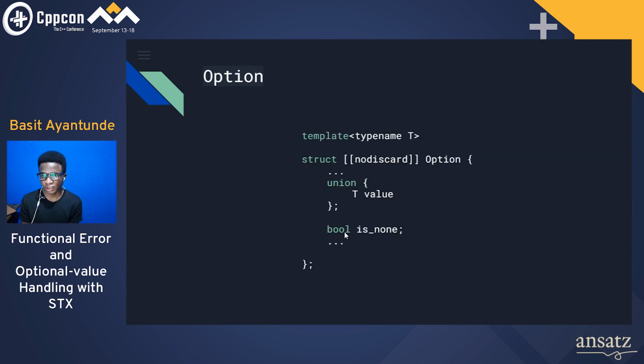The Option struct is basically implemented as a union with a tag discriminant Boolean that tells us whether it is a None or a value variant.